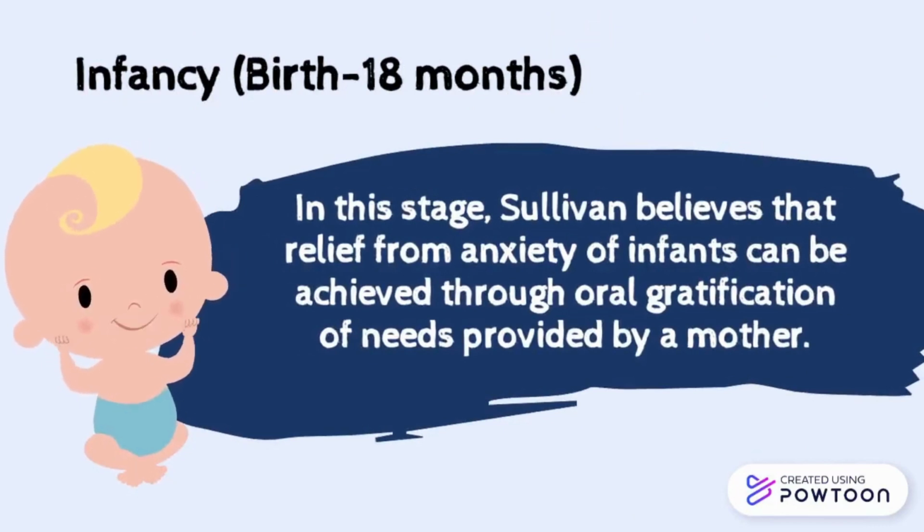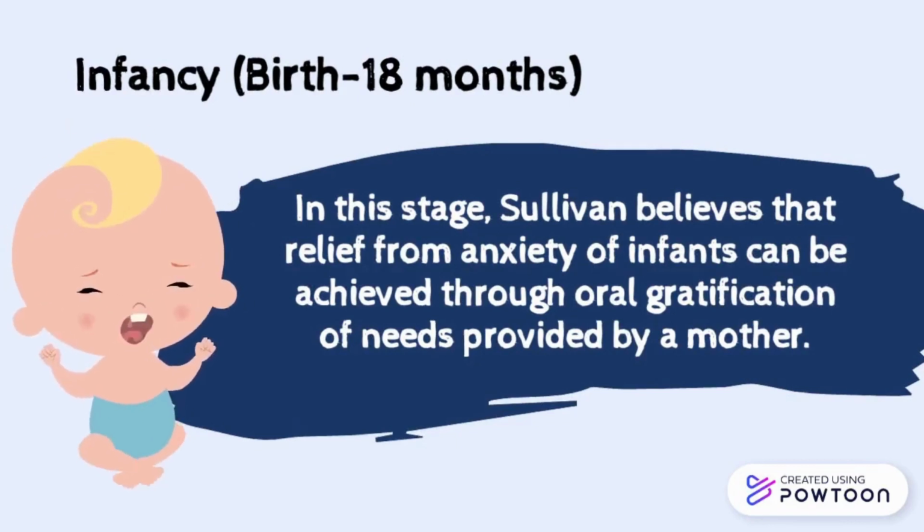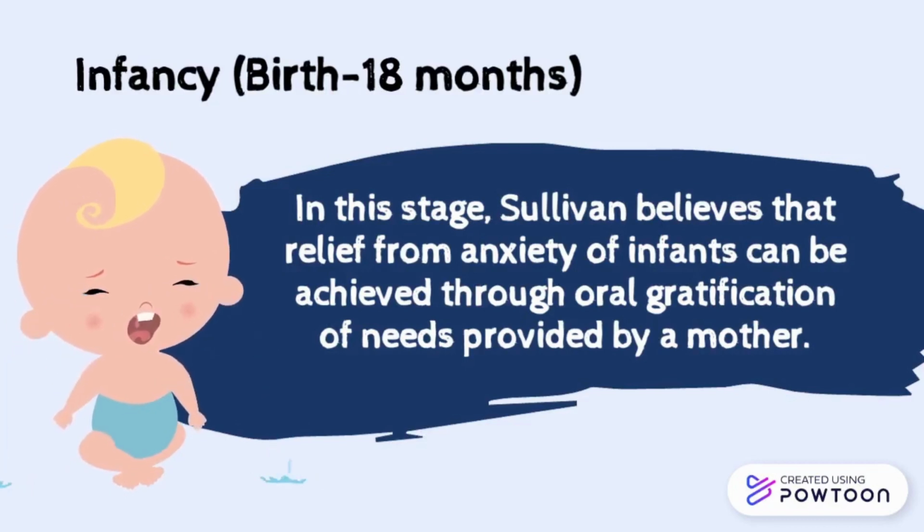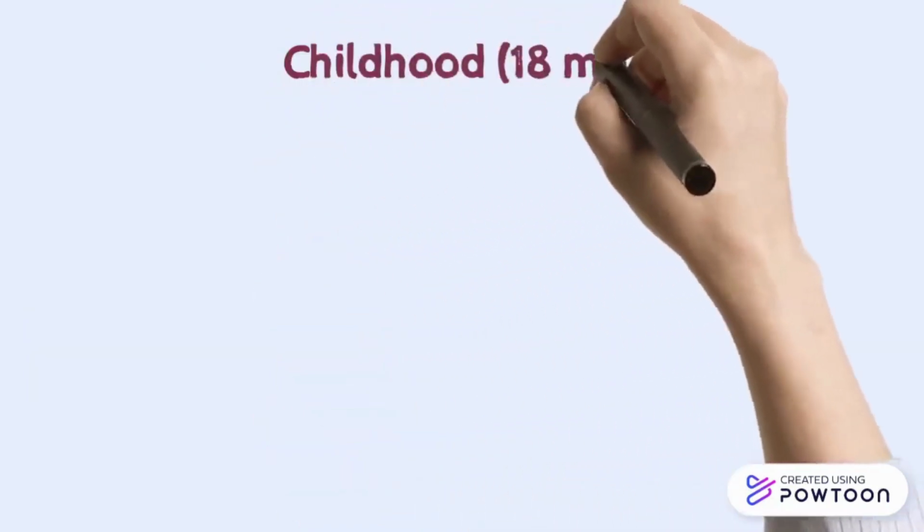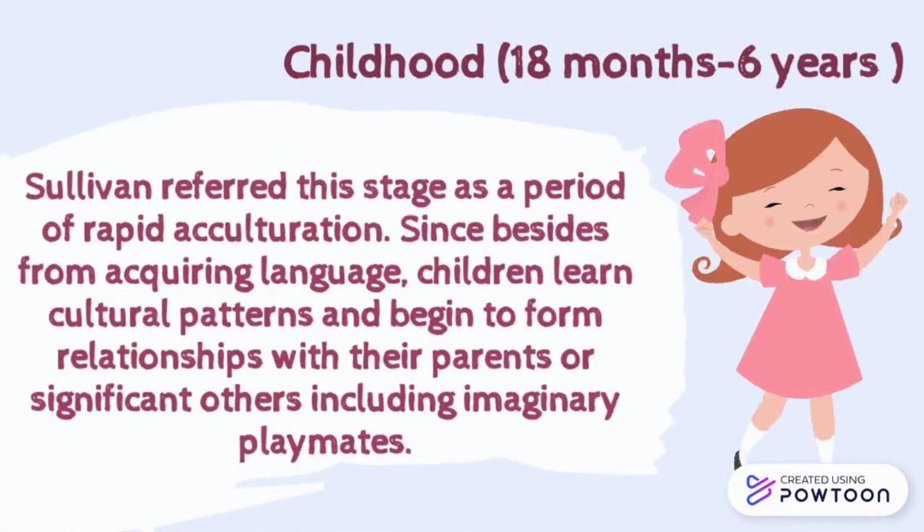In this stage, Sullivan believes that relief from anxiety of infants can be achieved through oral gratification of needs provided by a mother. Sullivan also claims that an infant becomes human through tenderness received from the mothering one. The second stage is childhood from 18 months to 6 years.